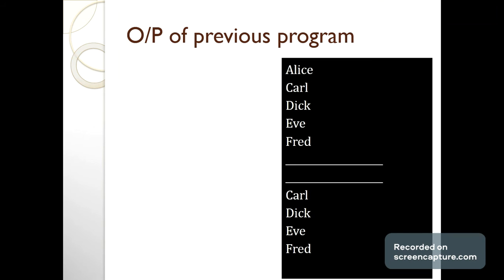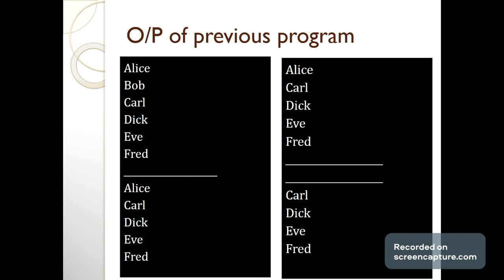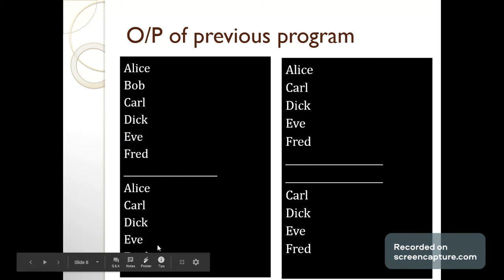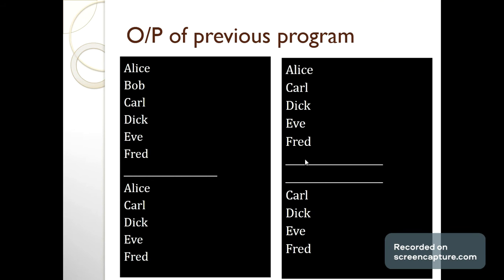So here, if you observe the output of this program, you will see first the entire set has been created: Alice, Bob, Carl, Dick, Eve, Fred. Then after that, I have removed Bob. That is why it is giving me Alice, Carl, Dick, Eve, Fred. After that, I have deleted William, but in my set there was no William. That is why it is displayed as it is. After that, I have removed s dot begin. S dot erase s dot begin, that is why Alice has been removed.